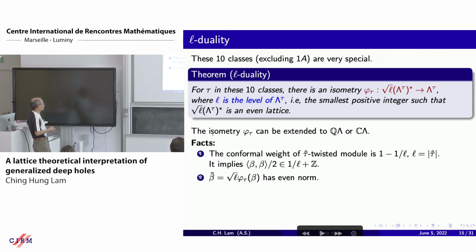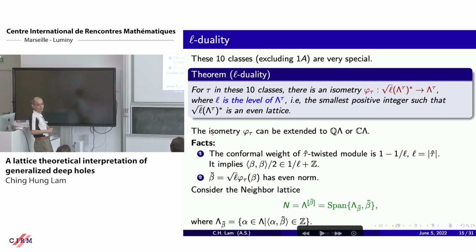And what this means is if I use this L duality map, I will get an element which has an even norm. Now you can see the difference: beta is not integral usually, but this beta tilde is always even. So now once you have this, there's some standard technique you can consider.